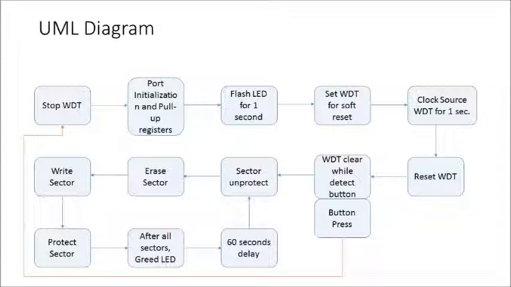After all the 32 sectors have been erased, rewritten and protected again, the green LED goes on for 60 seconds, which shows that all the sectors have been written successfully. And after the 60 seconds delay, the program goes to the sector unprotected state, where the process goes on and on again. Now this fully explains the UML diagram.